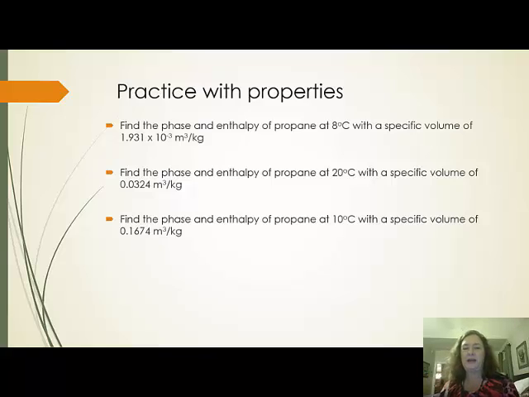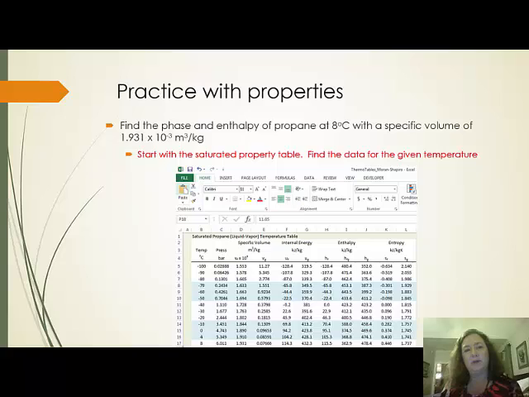So let's look at some examples. So this first one here, I have propane at 8 degrees C with a specific volume of 1.931 times 10 to the minus 3. Okay? Now, again, I gave propane tables in the course website. So if you go to that, you'll be able to follow along with this.